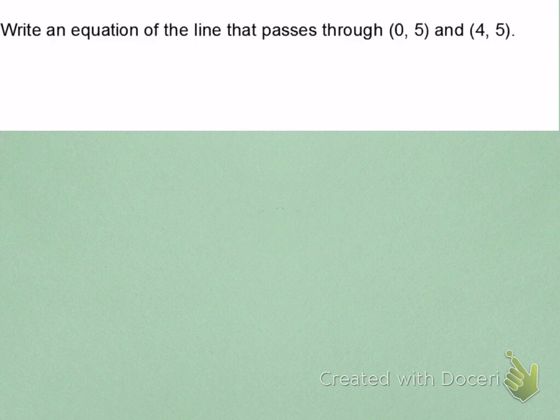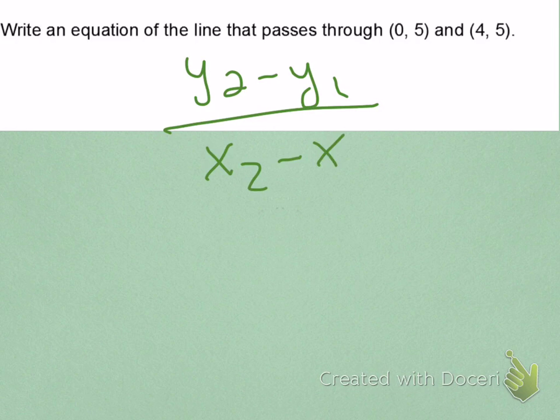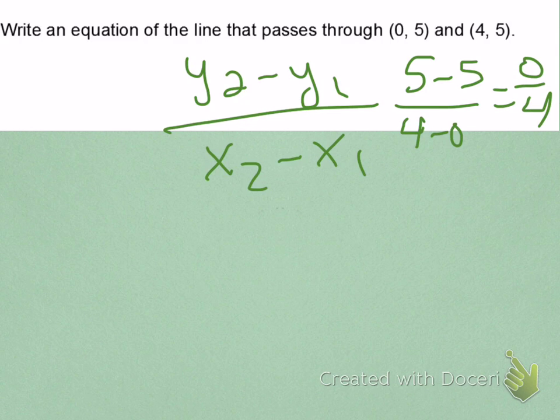Write an equation of the line that passes through (0, 5) and (4, 5). Yes, you can graph those 2 points, or we could do y2 minus y1 over x2 minus x1. Either way, you'll get the same answer. So 5 minus 5 over 4 minus 0. So 5 minus 5 is 0, 4 minus 0 is 4. So we know we have a 0 slope.